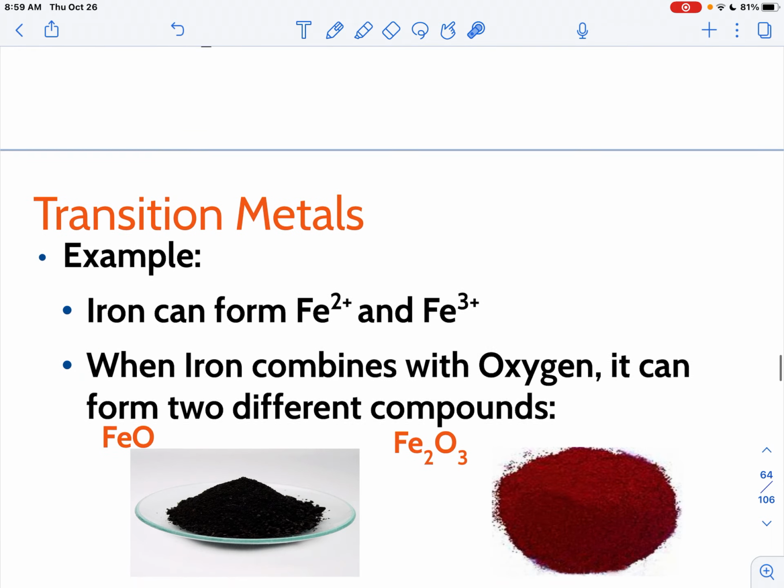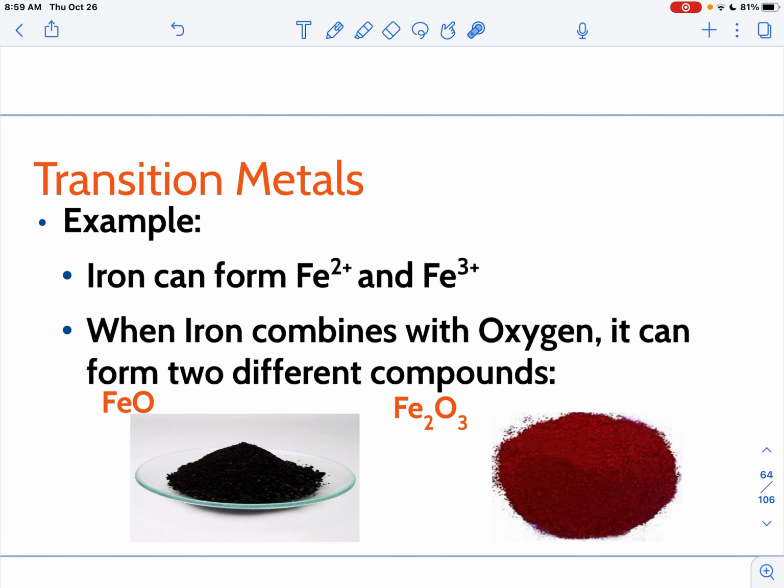So for example, iron can form Fe2+ and Fe3+, and every element is kind of different in what it can and cannot form. When iron combines with oxygen, it can form FeO, which you can probably tell is the reduced or simplified form of Fe2+ and oxygen. And then it would be simplified to FeO, and then Fe2O3.